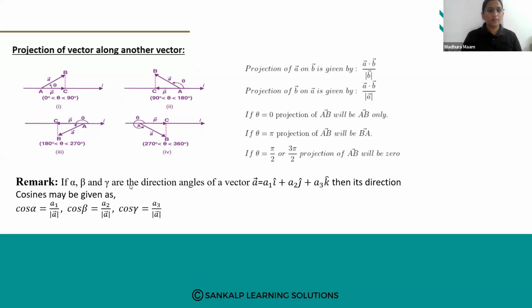If alpha, beta, gamma are the direction angles, then these are the direction cosines. We have seen direction cosines now. This was your direction cosine, correct? Magnitude. But now if you are writing in terms of vector components, what is your vector here? This was your vector. What was our vector there?